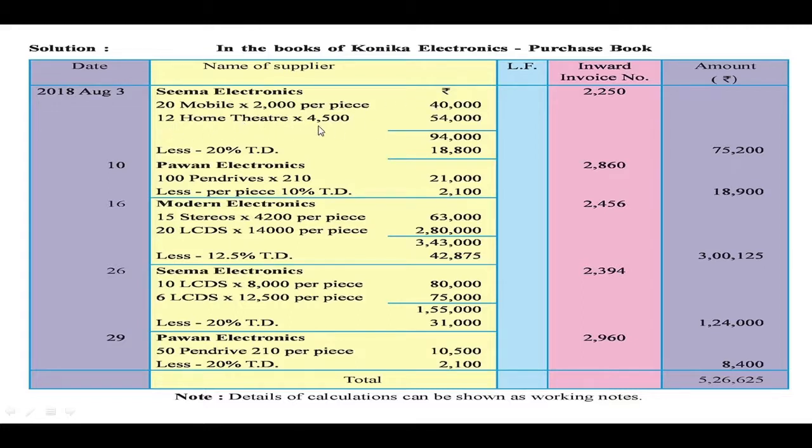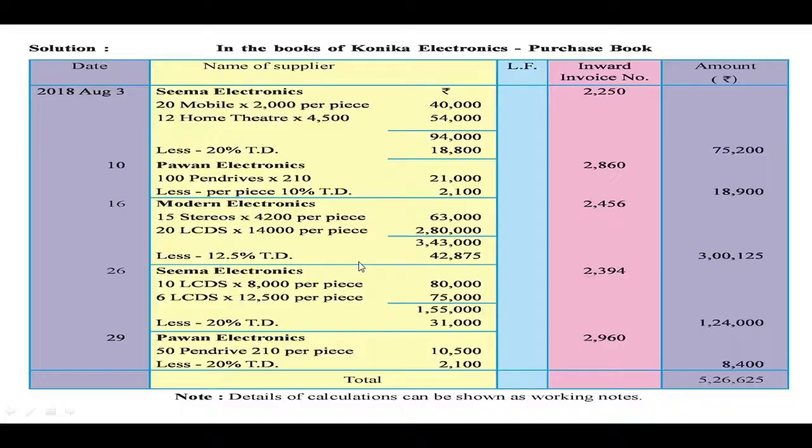Then 12 home theatres of 4500 each, so that comes to 54,000. Then the total of these two items comes to rupees 94,000, but the trade discount is given by the supplier, and that is 20%. So 20% of 94,000 comes to 18,800. This we have to subtract from this gross price of 94,000. The amount remaining is 75,200, which is recorded in the amount column, and the invoice number is given that we have to record here.